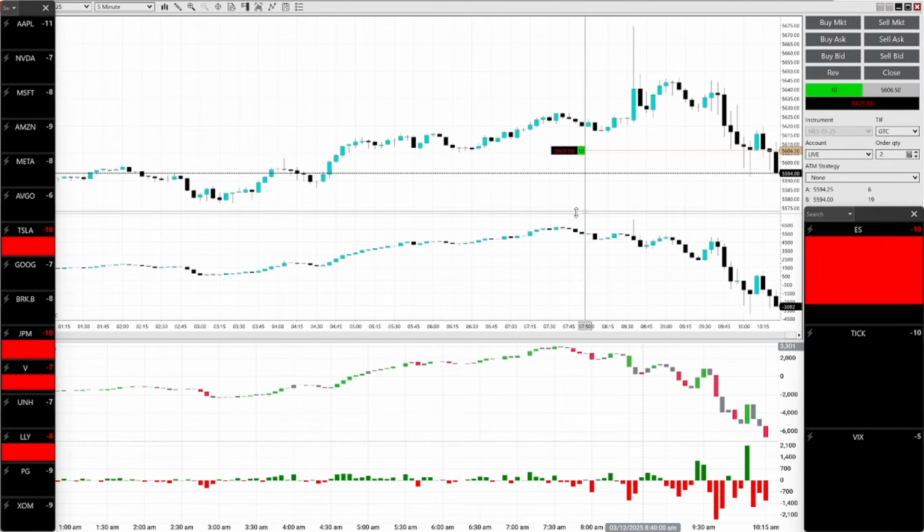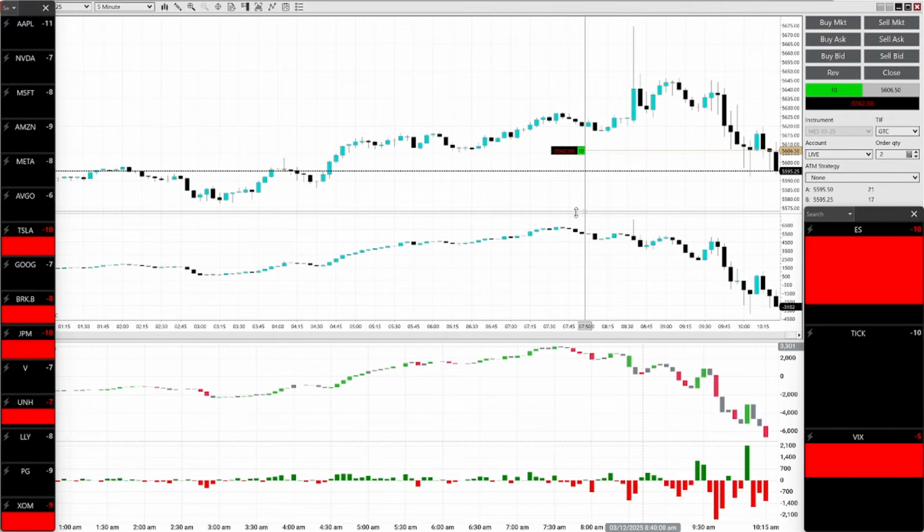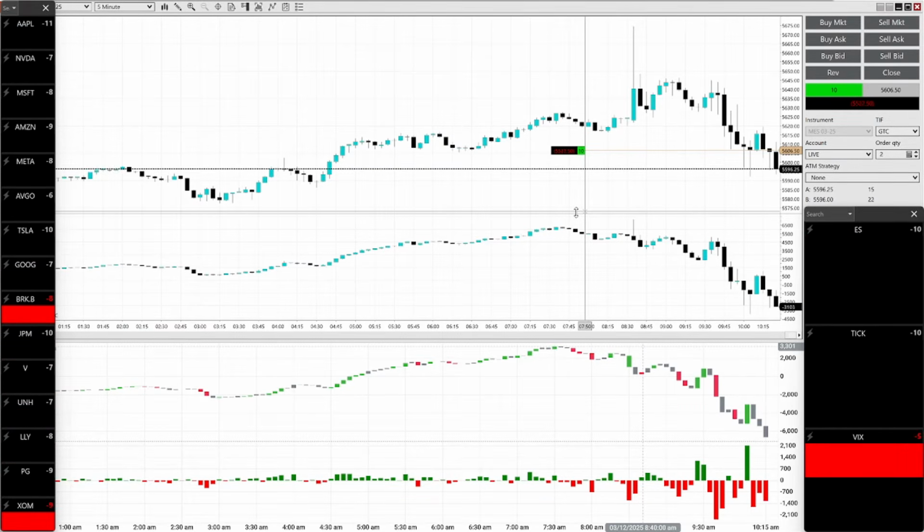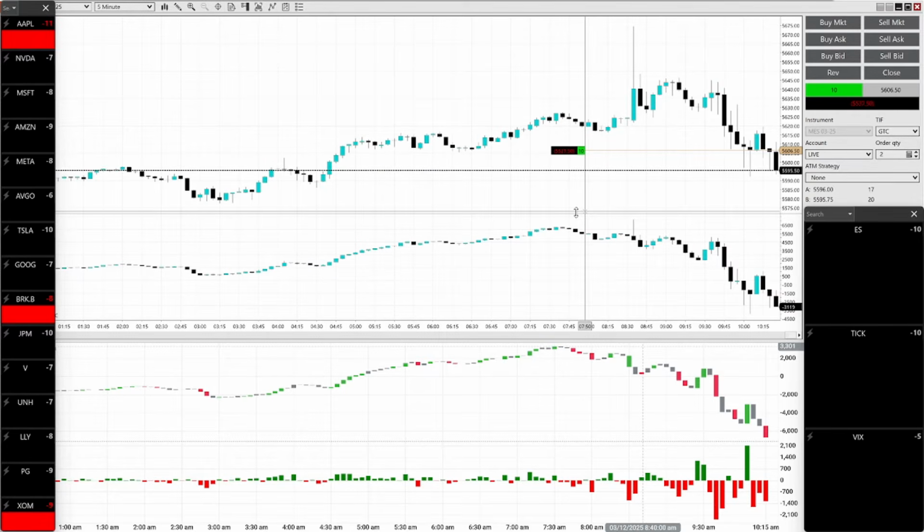Alright, this is about the halfway point in the session. I'm about flat now between what I realized and unrealized. So I've given up my cushion, and that's why I'm still a little comfortable in this trade. If it goes lower though, I'd probably cut it.